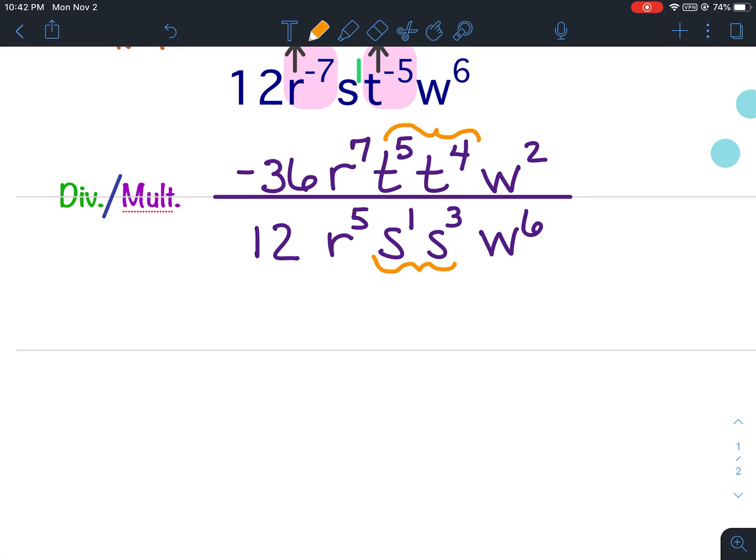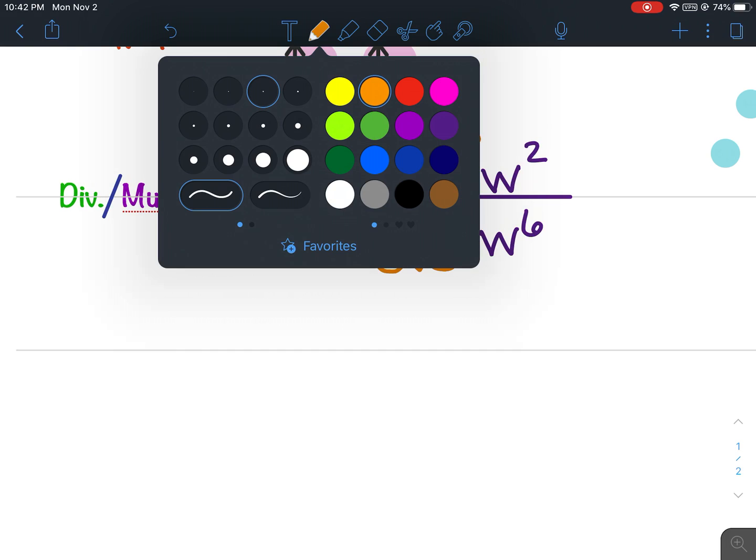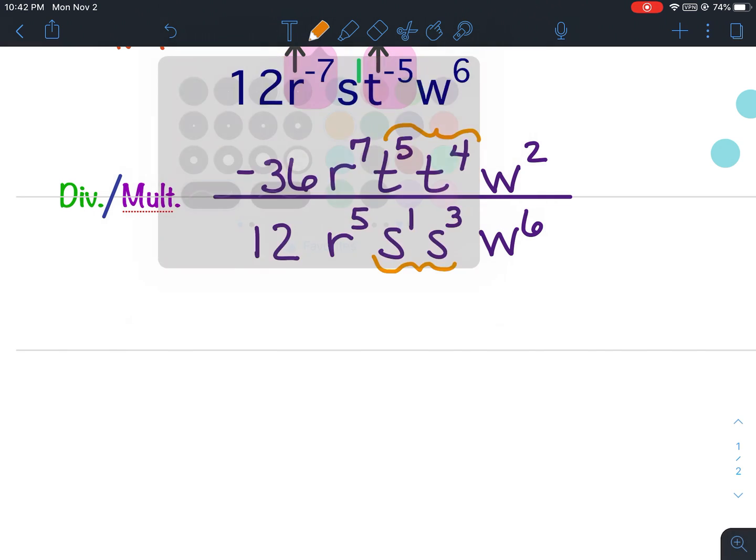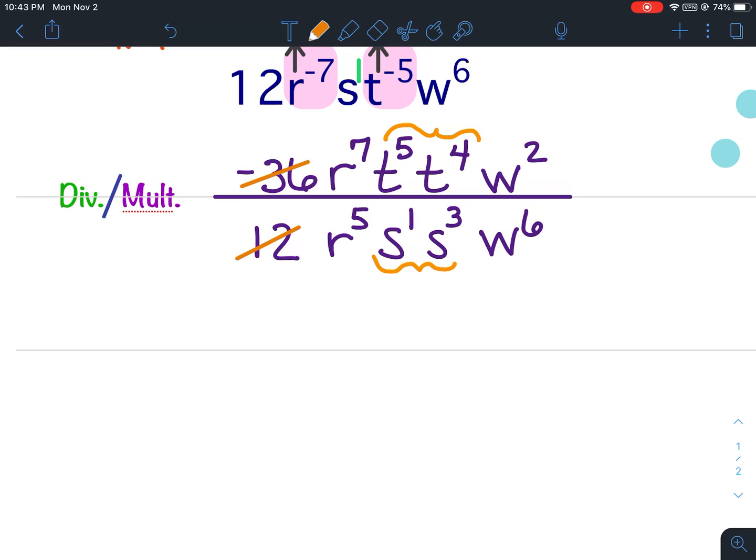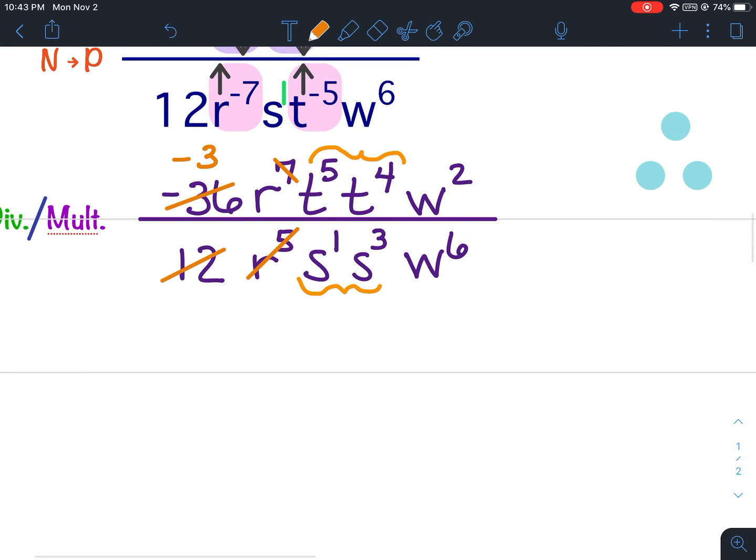Okay, so dividing, let's go with 12 goes into negative 36. Or sorry, positive 12 goes into negative 36, negative 3 times. In other words, negative 36 divided by 12 is negative 3. R to the 5th has the smaller exponent. You will need to find the exponent for the r in the numerator. W to the 2nd has the smaller exponent. You will have to find the exponent for the w in the denominator.